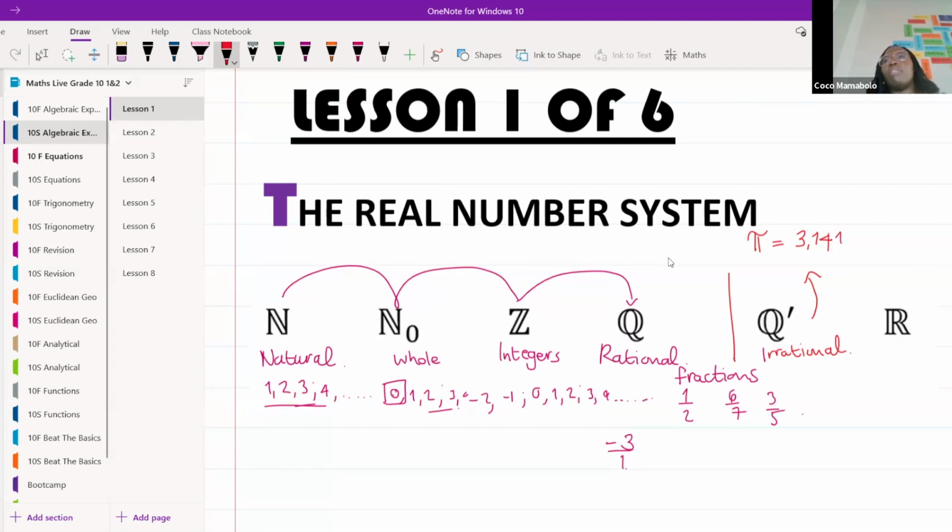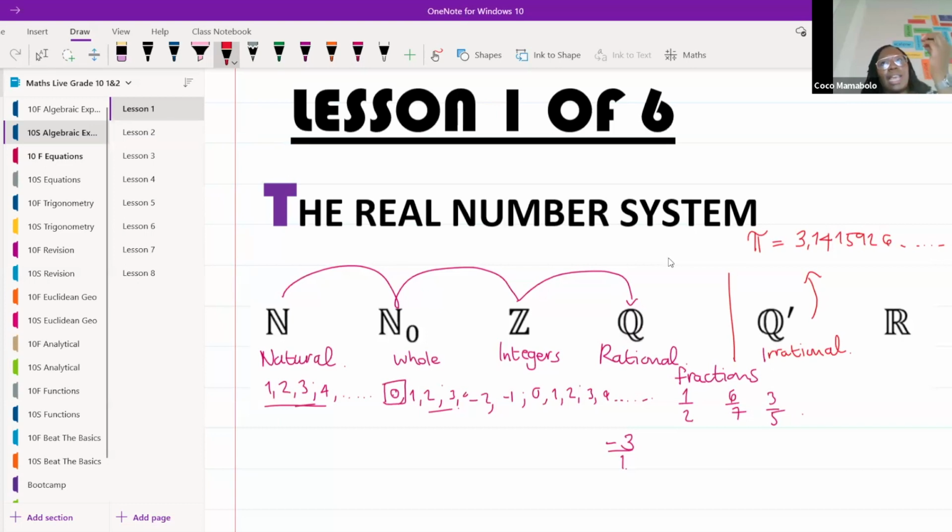It's actually 3,1415926 and so on, and it goes on forever, forever, forever. Okay, and that shows us that pi cannot be written as a fraction. Therefore, it is irrational. If I can't write it as a fraction, it's irrational.